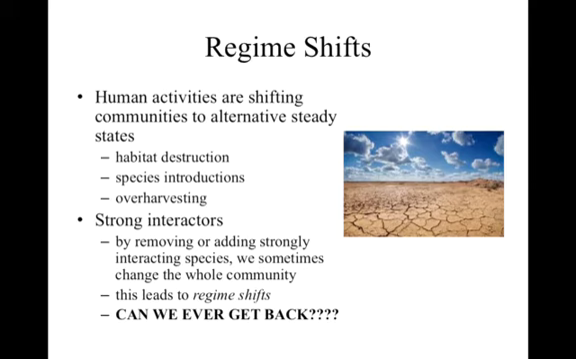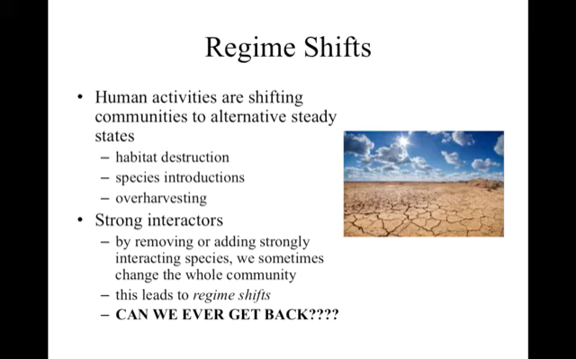And so human activities are shifting communities to alternative steady states, and they're doing it through things like habitat destruction, introducing new invasive species, overharvesting. We saw that classic example of hysteresis in the overharvesting model. And unfortunately, when we do this, we can alter the communities in ways that change them permanently and make it almost impossible for us to return to the original state.